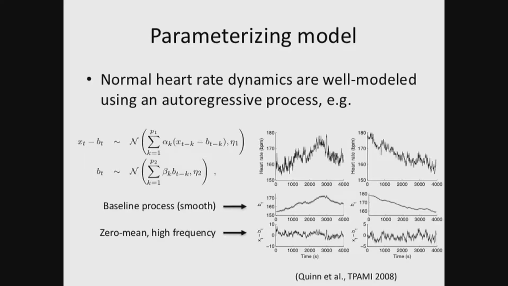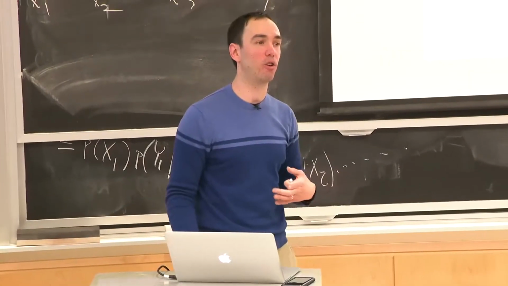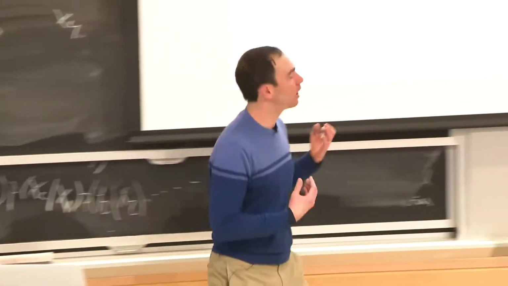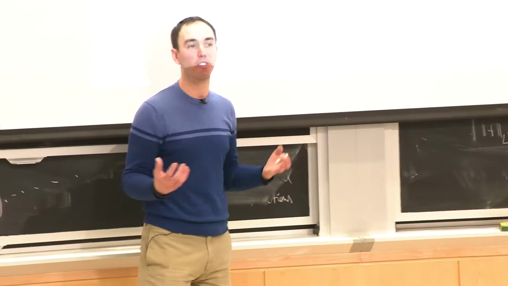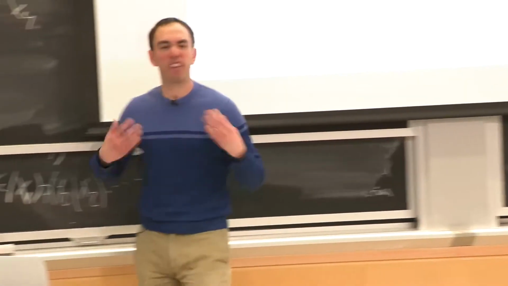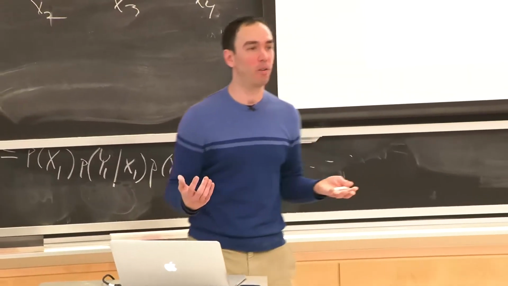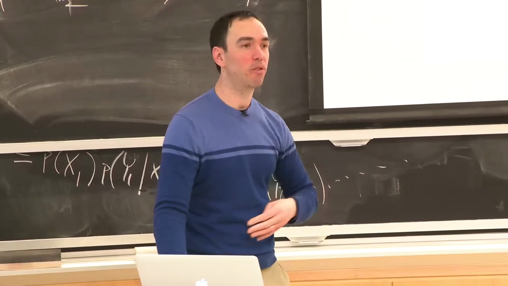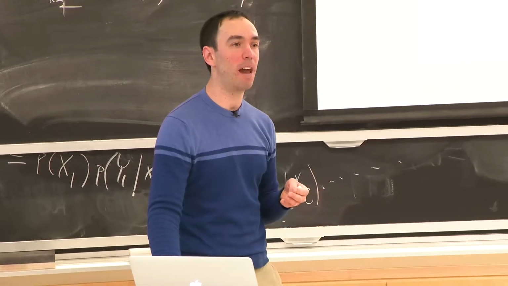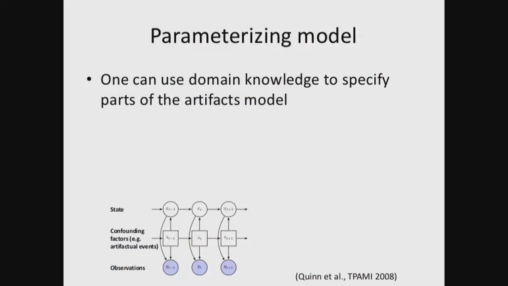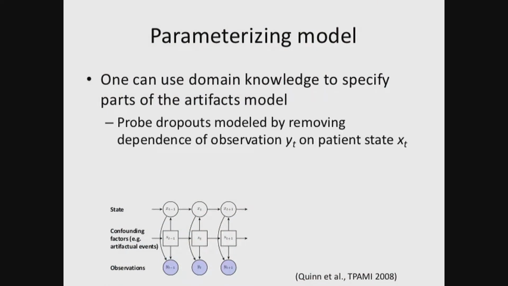And so that's how one would now model normal heart rate dynamics. And again, this is an example of a statistical model. So there's no mechanistic knowledge of hearts being used here, but we can fit the data of normal hearts pretty well using this. But the next question, and the most interesting one, is how does one now model artifactual events? For that, that's where some mechanistic knowledge comes in.